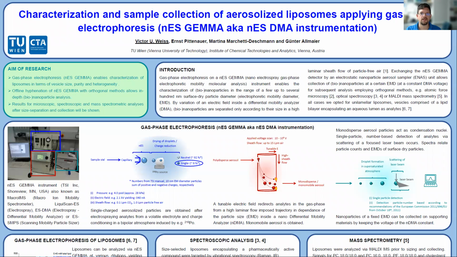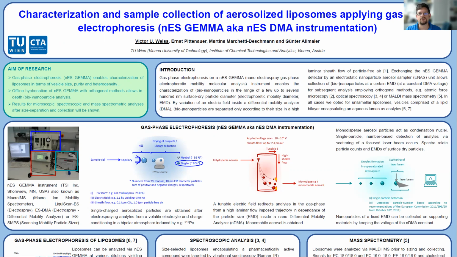In the first part of my poster, you will find an introduction to the nES GEMMA instrumentation. The instrument itself consists of three parts. In the first part of the instrument, analytes are transferred from a volatile electrolyte solution to the gas phase. There, the electrolyte evaporates and charge equilibration occurs.